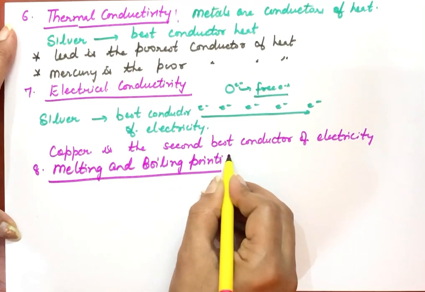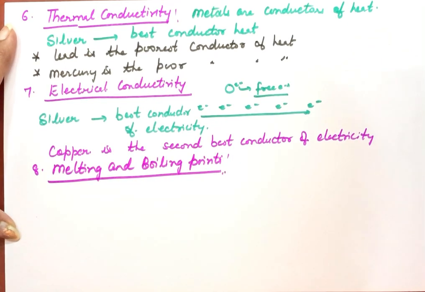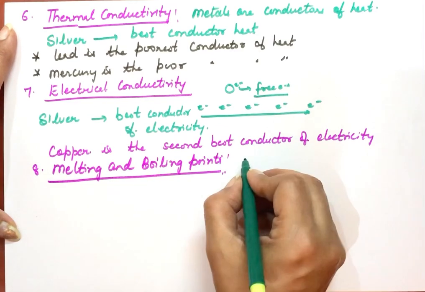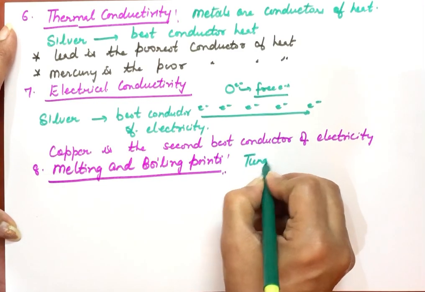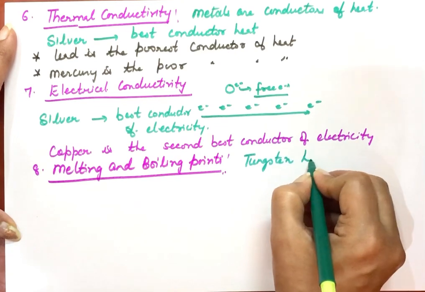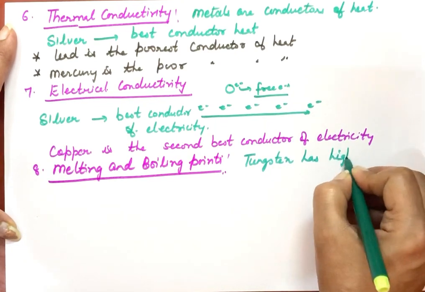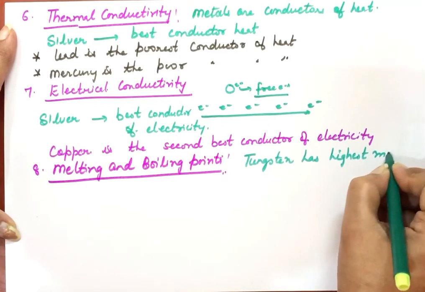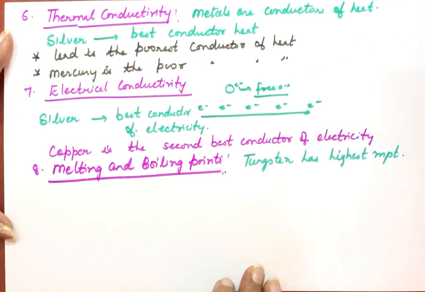Melting point means the temperature at which the solid metal will melt. It will start changing to the liquid form. Now here, tungsten has the highest melting point. And why are the melting points of these metals very high?